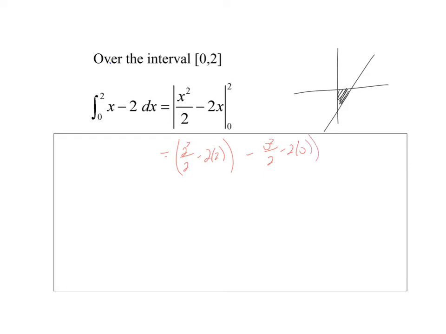Do those two calculations separately. That's why I put them in brackets. And then we're also going to do the absolute value of all of that. So the first one gives us 2 take away 4. The second one gives us 0 take away 0. If we simplify that, we just get the absolute value of -2, which simplifies to +2. So the area of that bottom piece is going to be +2.